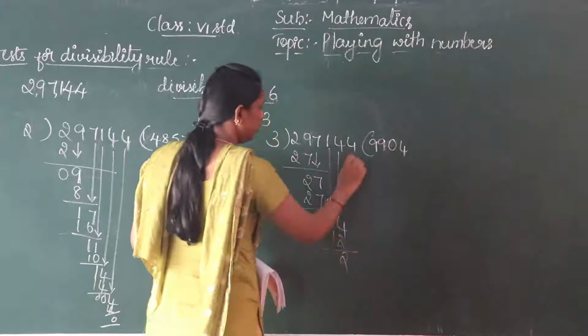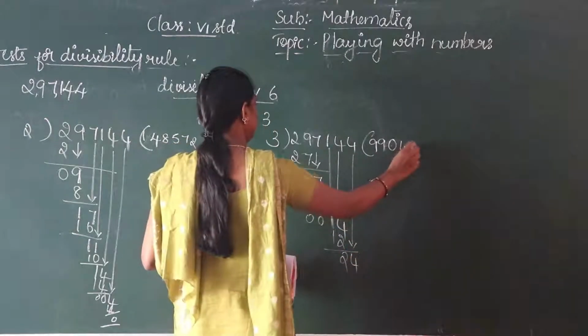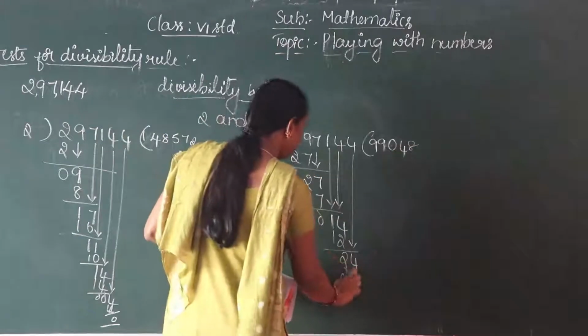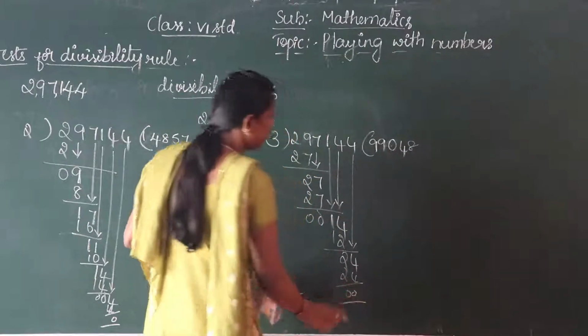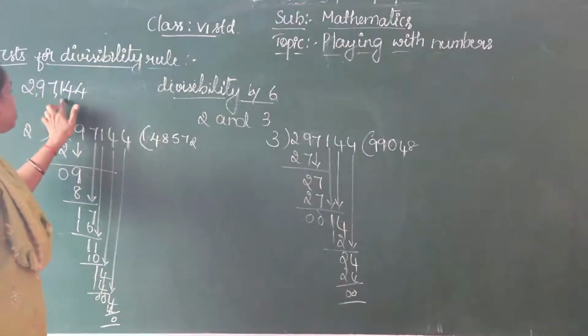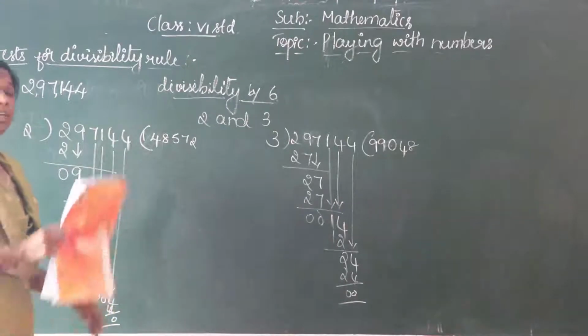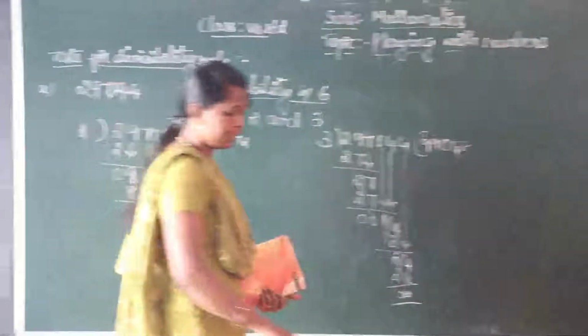And then remainder 2 again we take down 4. 3 8s are 24. So the remainder becomes 0. So this number, that is 2,97,144, is divisible by 6. Okay children? So it is easily divisible by 6.